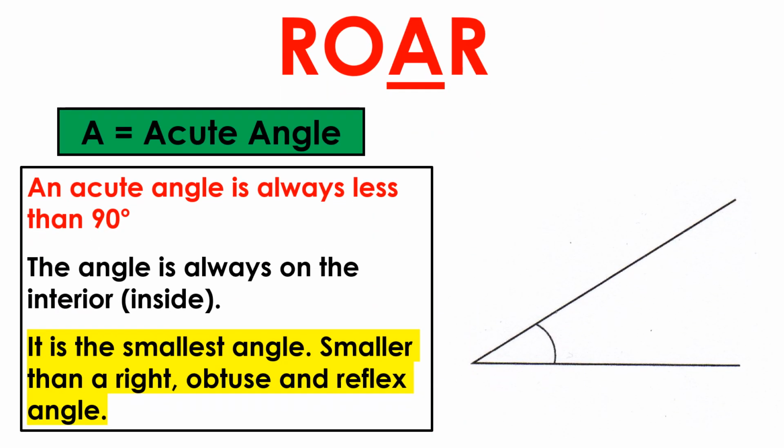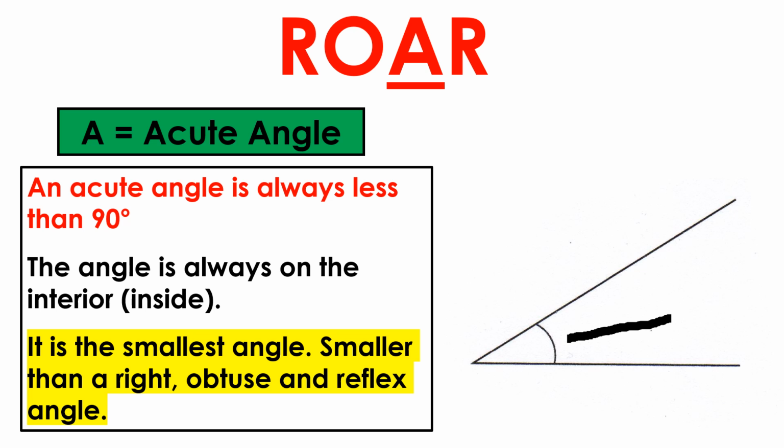A. A stands for acute angle. An acute angle is always less than 90 degrees. The angle is always on the interior, on the inside, just like the right angle and like the obtuse angle. Again, we don't have a box for the angle, it's more of a curve instead. It is the smallest angle, smaller than the right angle, obtuse and reflex angle.